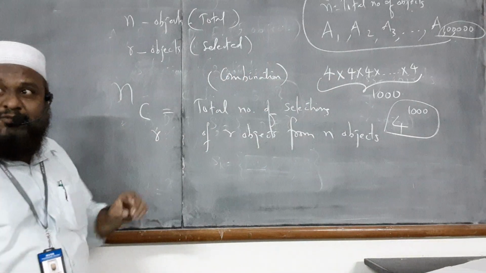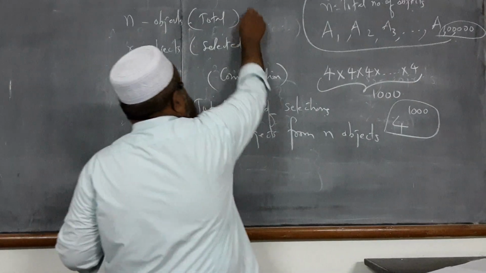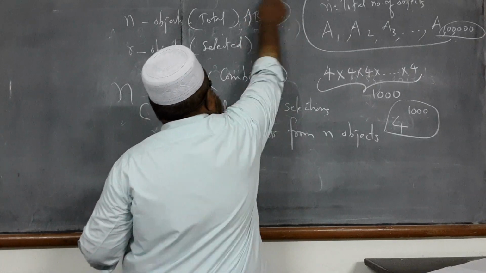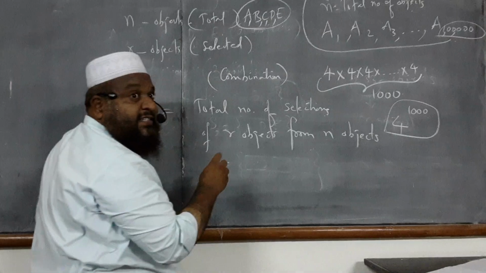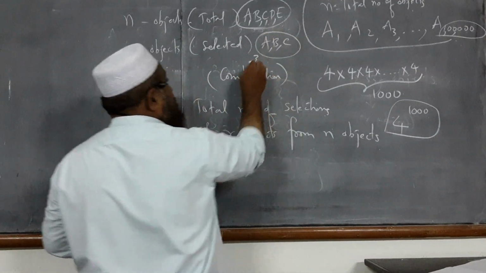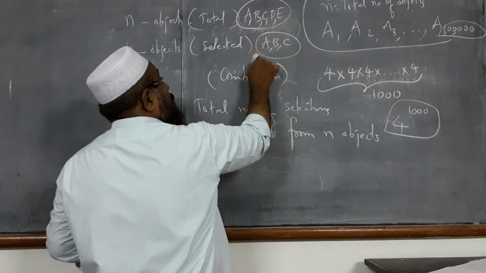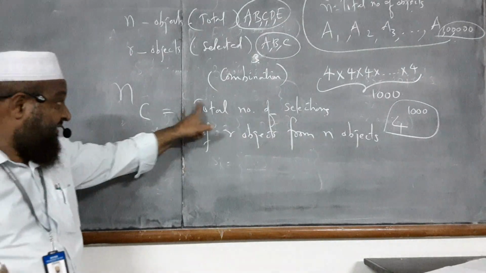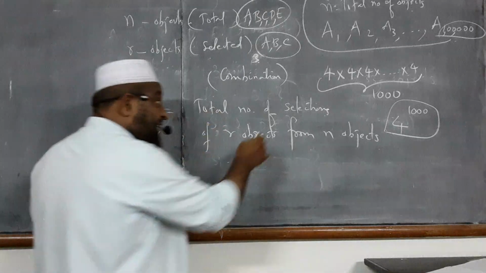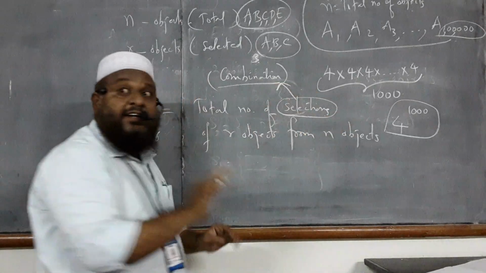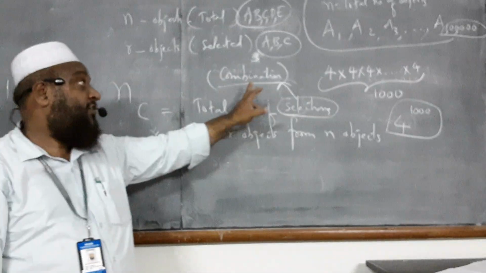Here I was talking about totally how many objects? A, B, C, D, E. There are 5 objects. And one such selection we have written is A, B, C, which is 3 objects. So how many selections will come? These selections we are going to call combinations. In the terminology of counting, it is combination.